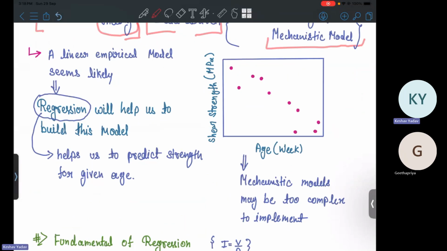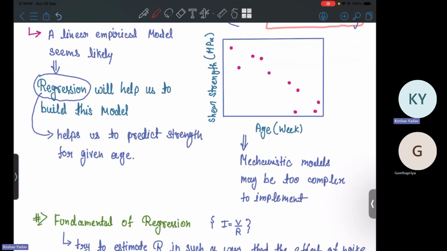To understand that, let us consider a problem where we have a solid propellant. Some data has been given to us showing how its shear strength changes with respect to age. Suppose in week 1, it has some strength; in week 2, it has some strength; in week 3, at the end of week 4, at the end of different weeks, we have some values of the shear strength.